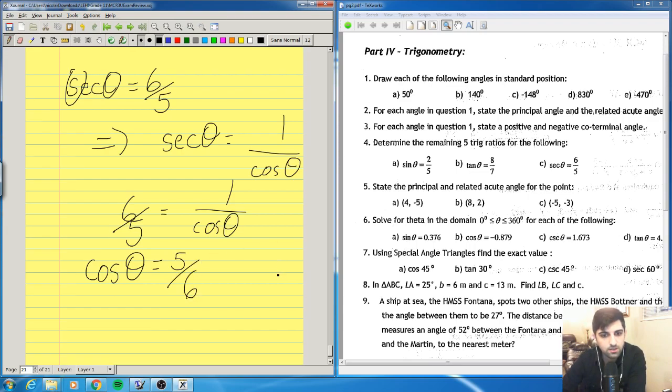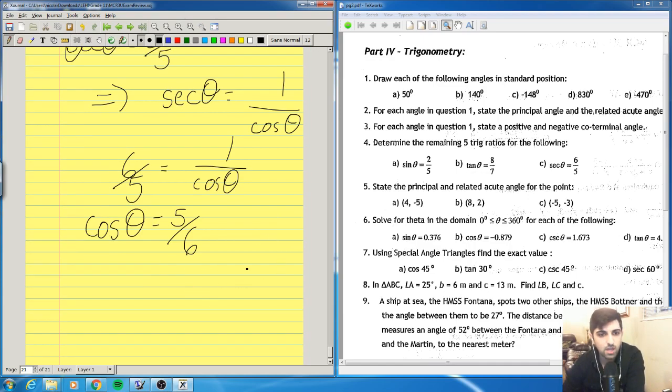Okay, so I've got cosine theta for sure is positive. So quickly, where am I? I'm in the first quadrant, and I'm in the fourth quadrant. So keep that in mind. So what kind of angles are we talking about here? Well, we got to draw our triangle, and we got theta. Cosine is adjacent over hypotenuse, and that's 5 over 6. So we got to figure out the opposite side.